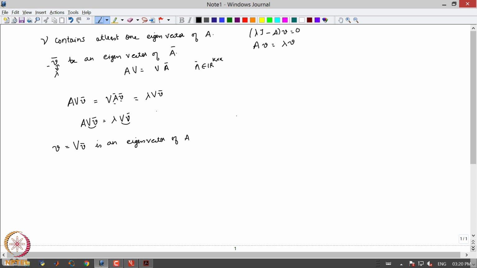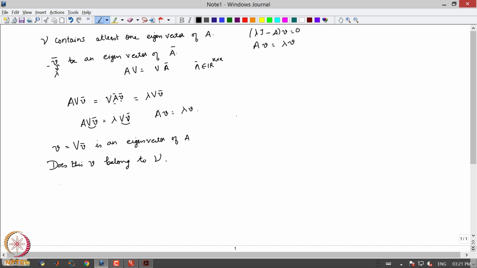Because I can write this as A times v is lambda times v. Okay. Now, the next step to prove is: does this small v belong to the subspace, the curly V?